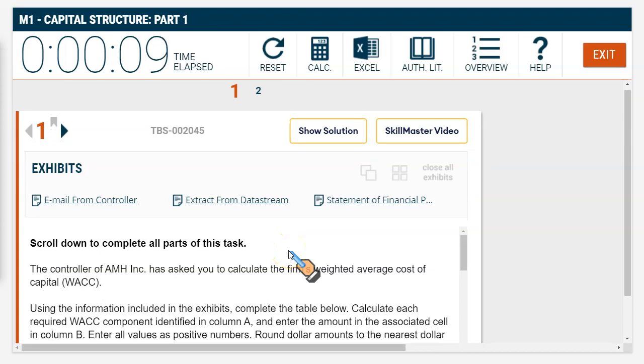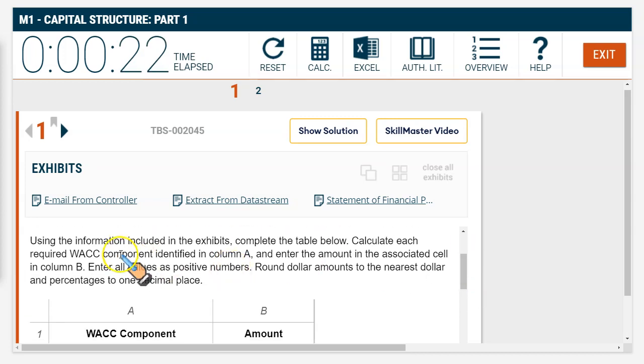Okay, so this is your simulation from capital structure part 1. It has got 3 exhibits. Let's first see what is required. The controller of AMH Incorporated has asked you to calculate the firm's weighted average cost of capital, WACC, using the following included in the exhibits, these 3 exhibits.